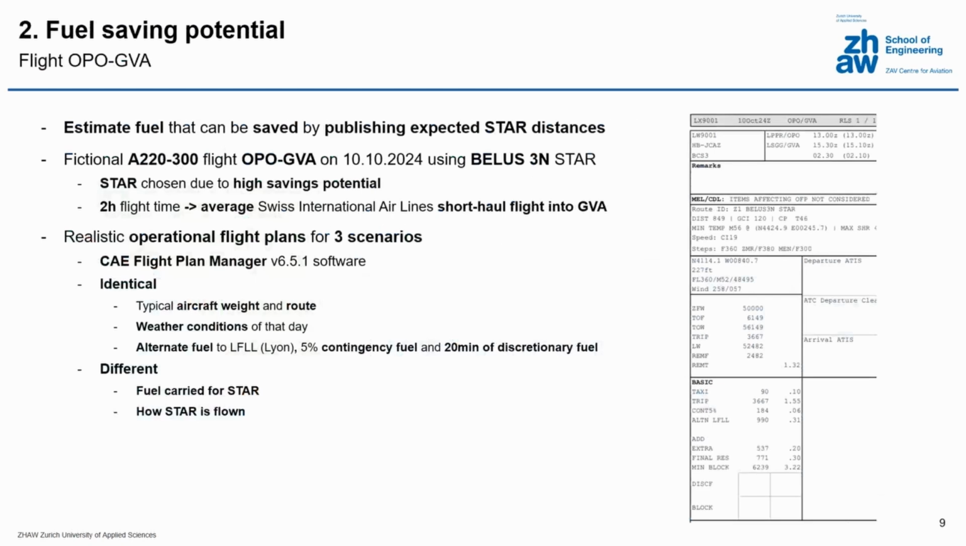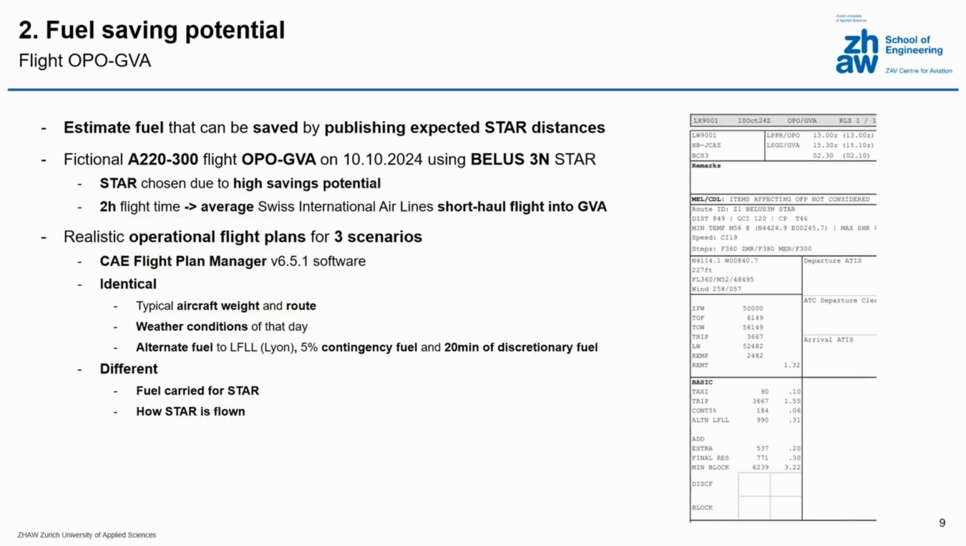But we then thought that it might also be interesting to see how much fuel can actually be saved when providing these published expected distances for a star procedure. So to try and do that, we worked with a fictional flight of an Airbus A220 flying the route from Porto to Geneva on the 10th of October 2024. And that uses in Geneva the Belus 3N star.